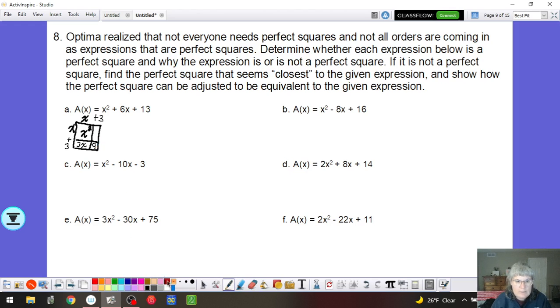So we can write for our expression A of x equals x plus 3, those are the dimensions of our square, and since we have 13, that's 4 more than the 9 we had in our units space. So we need to add 4. So because we have extra, this is not a perfect square.